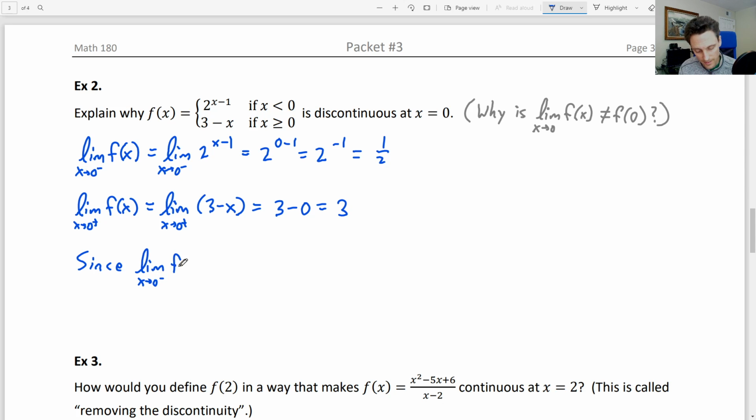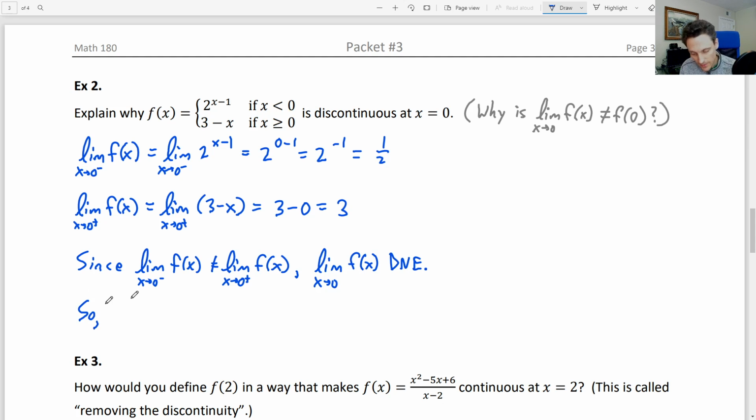Since the left hand limit and the right hand limit are not equal to each other, the regular limit does not exist. So then we can finish off by saying, so this is why f of x is discontinuous at x equals 0. That's kind of proofish. I'm going to put a little box.